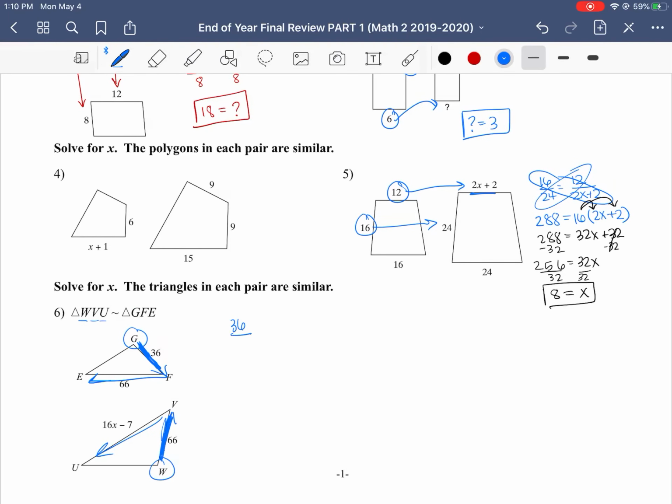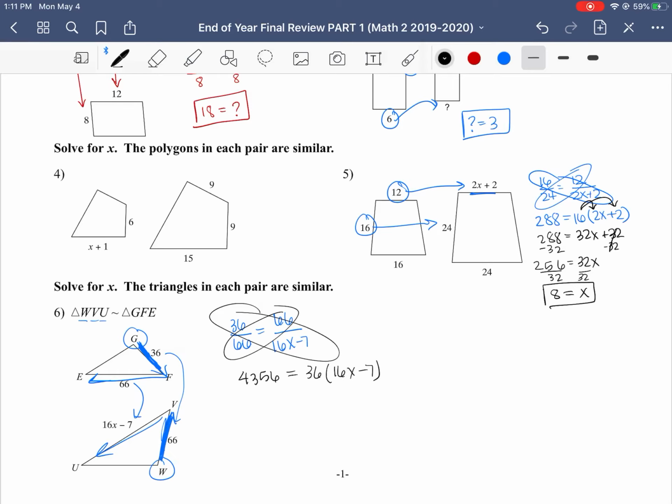So I'm going to set up my proportions saying, well, 36 is to 66. So this guy is to this one. As this one would be to this one. So 66 would be to the binomial 16x minus 7. Then again, this one we solve using cross multiplication. So 66 times 66, 4,356. And then again on this diagonal you have the 36 times the binomial 16x minus 7.